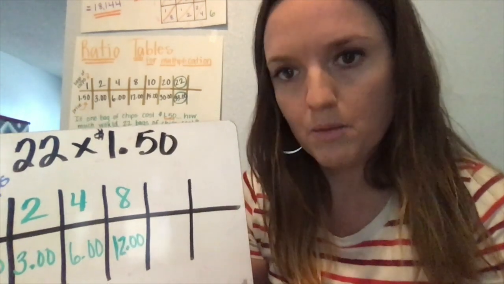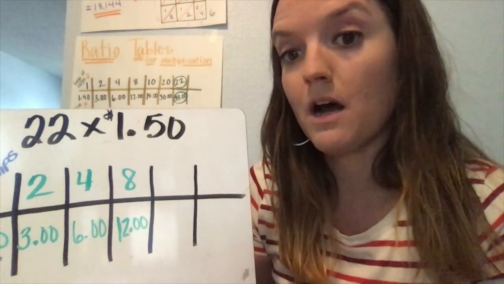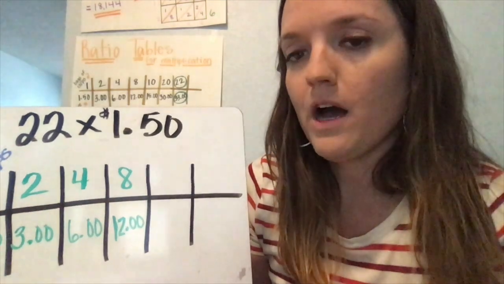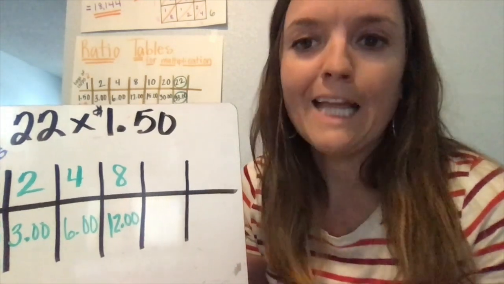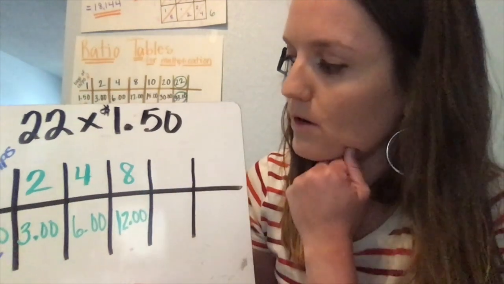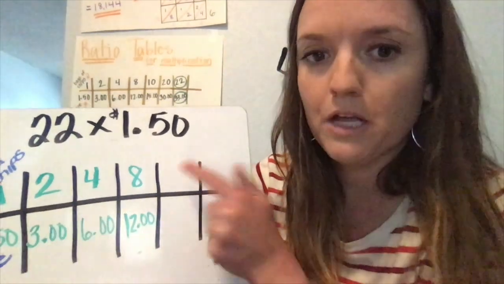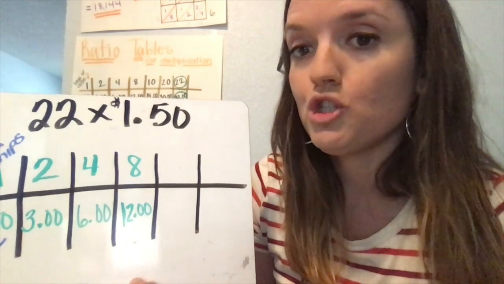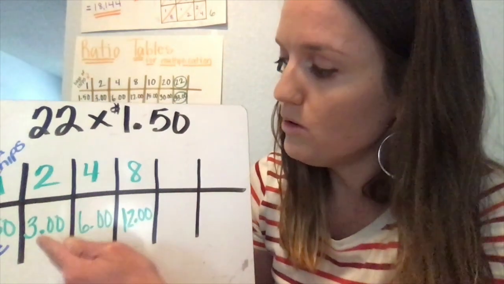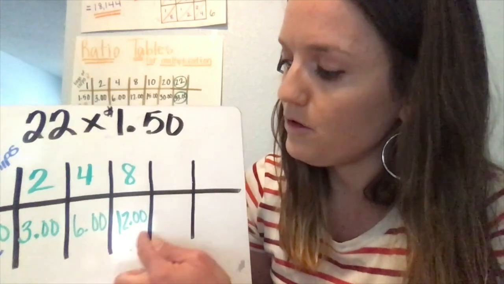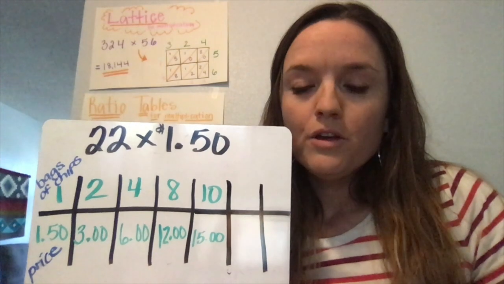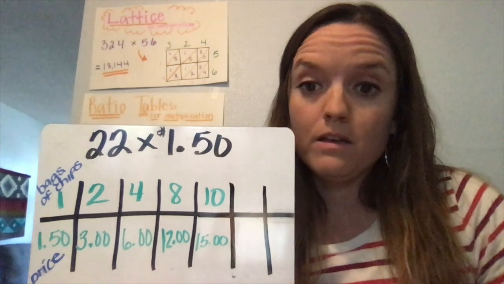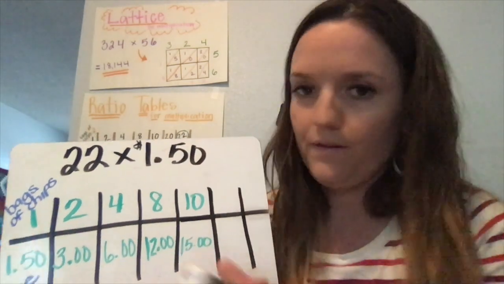Now I could continue doubling, but I'm going to stop for a second and think about if I could add 2 of these numbers together to get a friendly number like 10. So I look at my top, and I think, well, I could add 8 and 2 together to get 10 right here. And then I would take those totals for 2 and for 8, and I would add those together. So I'd be adding 3 and 12. So I'm at a friendly number of 10 bags of chips right now for $15.